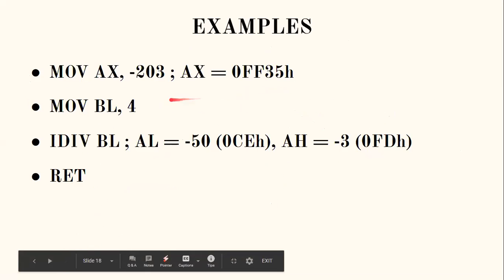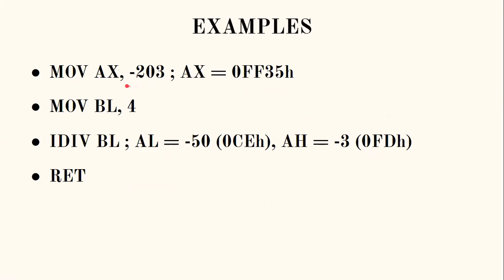Let us see an example. Here we have a negative number, -203 in decimal format, which when converted into hexadecimal format, we get FF35H. So this is the content of the AX register, which is the dividend. This 4 is the divisor which we have moved into the BL register, and then we have simply written IDIV BL. So this instruction automatically divides -203 by 4, and the quotient obtained is stored in AL and the remainder obtained is stored in AH.